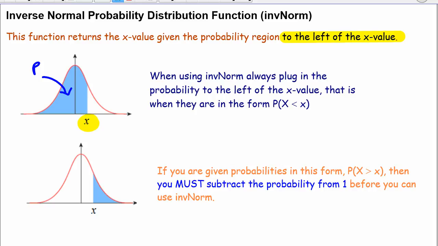But if you're given probabilities in this form, then you must subtract the probability from 1 before you can use the inverse normal, right? So if that is q, then you have to find this, which will be 1 minus q. Then you use those probabilities to find your answer. I'll show you in an example on the next page. All right, this is very important.